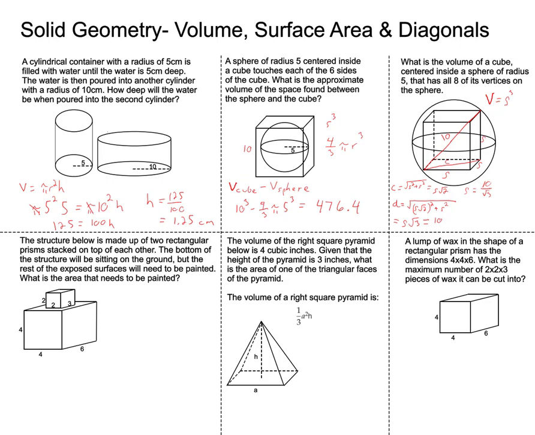Now, to find the volume, we want to take s cubed. So volume is equal to 10 over the square root of 3 to the third power. We can simplify this further. I'll skip the simplification steps and just give the final answer, but we will get 1,000 square root of 3 over 9 for our final volume of the cube.